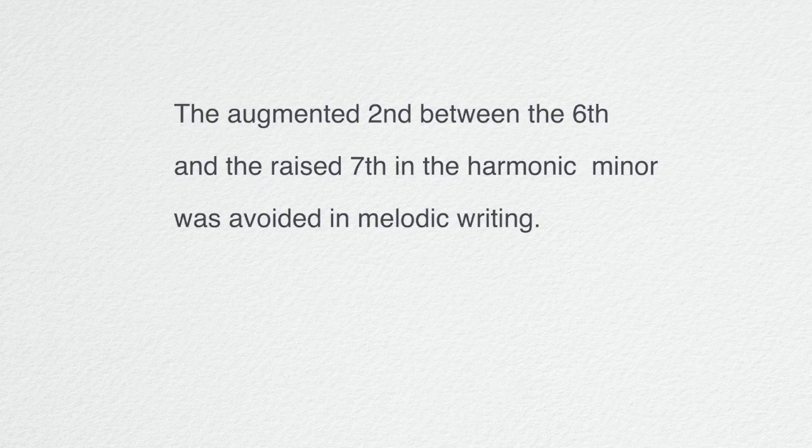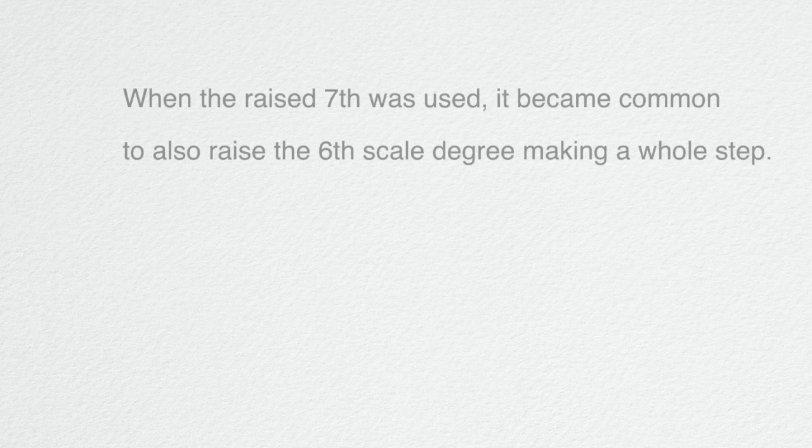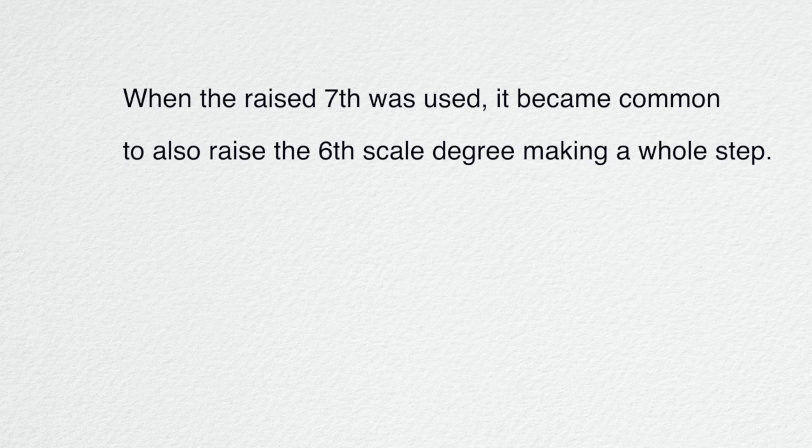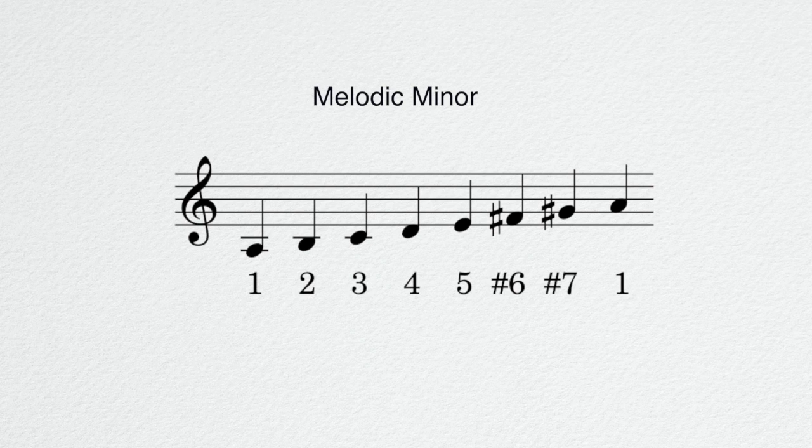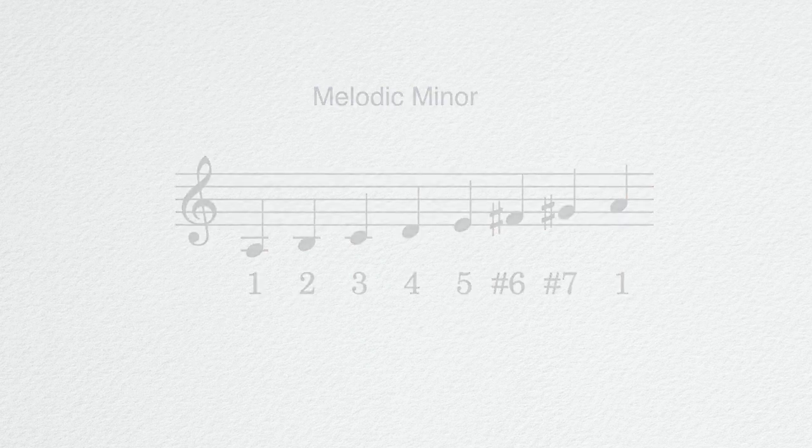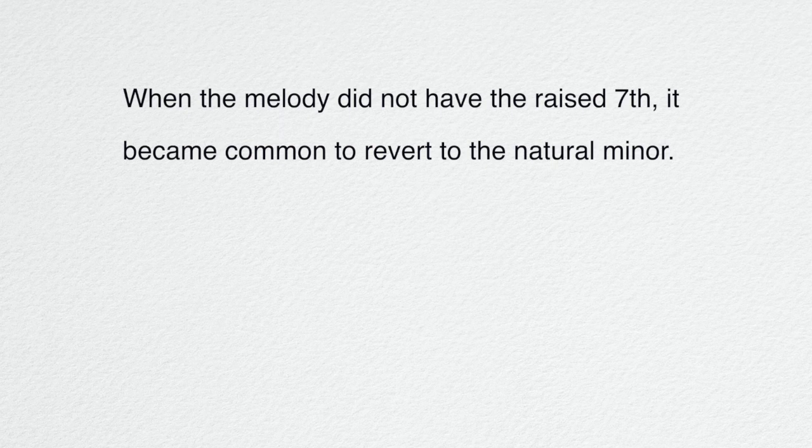It's hard to say. In any event, when the raised 7th is used, and it's part of a melody, it became common to also raise the 6th scale degree to make the interval a more manageable whole step, giving us our melodic minor. When the melody moved back down away from the tonic, and therefore didn't use the raised 7th scale degree, it became the tendency to just revert back to the natural minor. Let's see an example of all this.